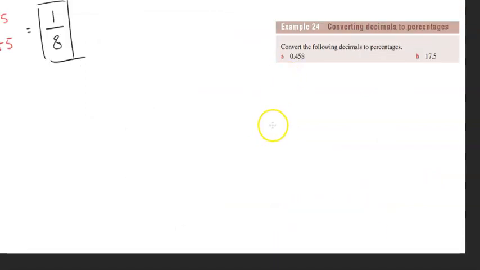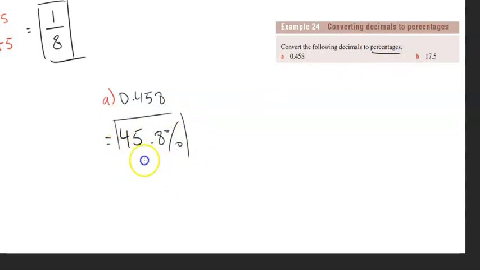Alright, and lastly, we're going to convert the following decimals into percentages. Now this one, in my opinion, is the easiest one, because all you need to do is times by 100 or move the decimal point to the right twice. So 0.458, we're just going to move this decimal point to the right twice. 1, 2. So this is equal to 45.8. And remember, it's a percentage that we're after. 45.8% is our final answer.